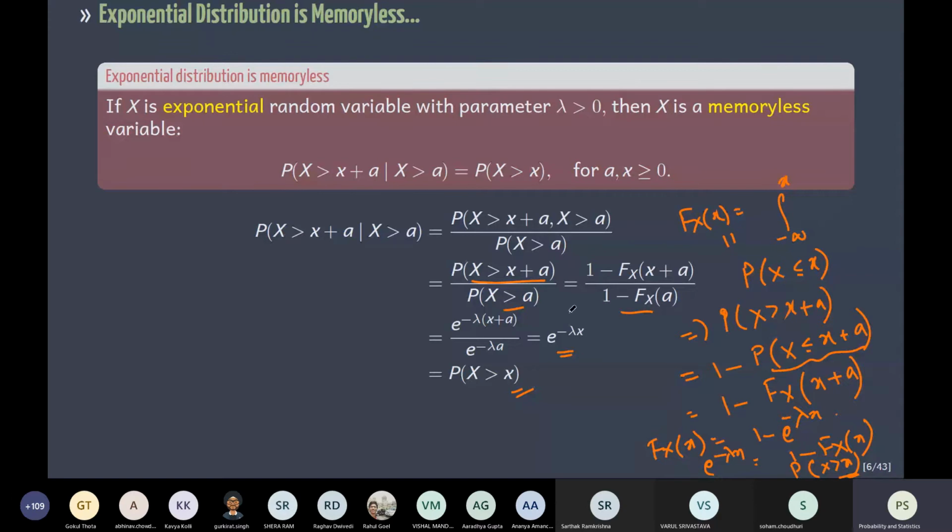Okay. So what we have derived is the so-called memoryless property. Memoryless property. Okay. So this is what is called memoryless. So exponential satisfies this. Okay.